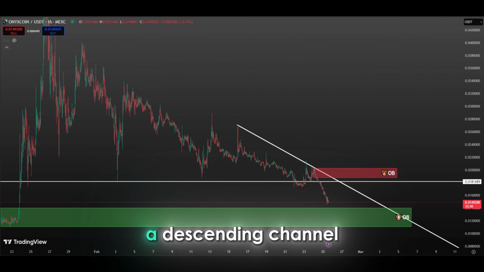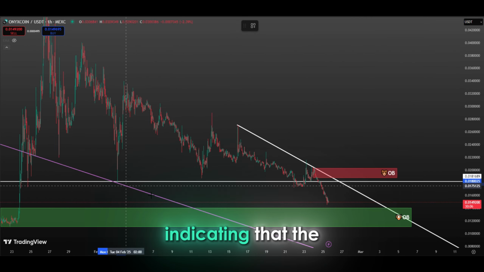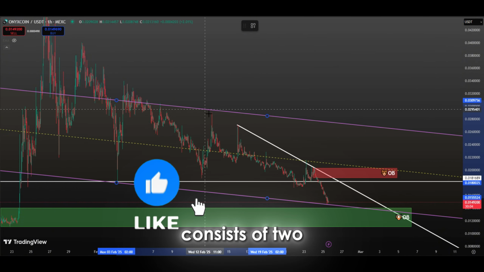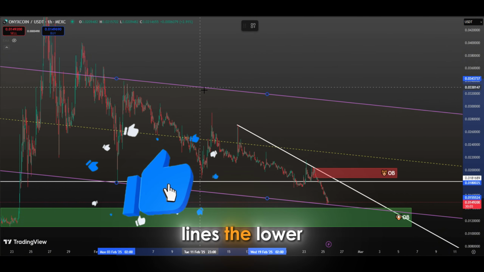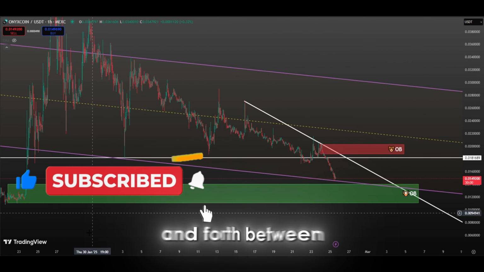A descending channel structure has formed on the chart, and it is considered a technical pattern indicating that the price action is bearish. The descending channel consists of two parallel trend lines, the lower band and the upper band, and the price usually moves back and forth between these two lines.